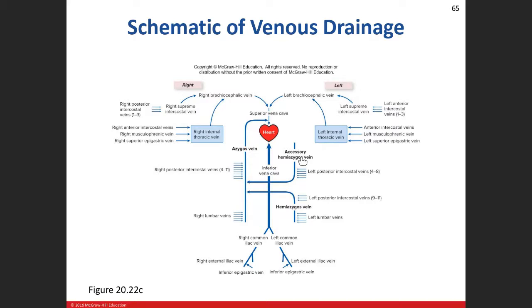Now, meanwhile, on the left side, you've got your accessory hemiazygous vein, and that is going to get posterior intercostal veins draining into it. It will drain into the azygous vein. Then down here we have the hemiazygous vein, which again gets some drainage from the posterior intercostal veins and the lumbar veins. An important fact to know is that the accessory hemiazygous and the hemiazygous both drain into the azygous vein, and that's going to return its blood to the superior vena cava.